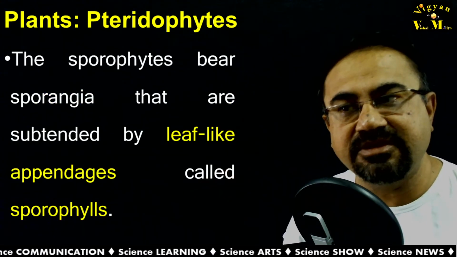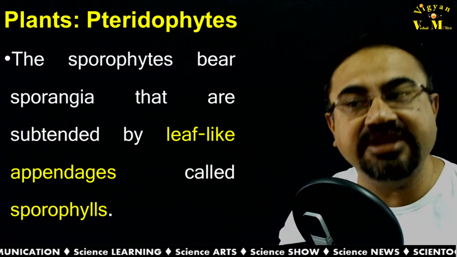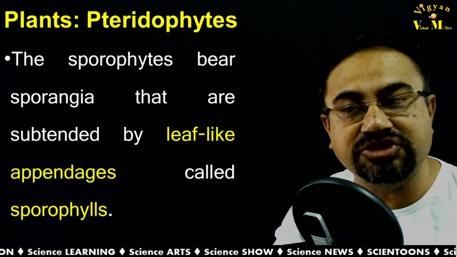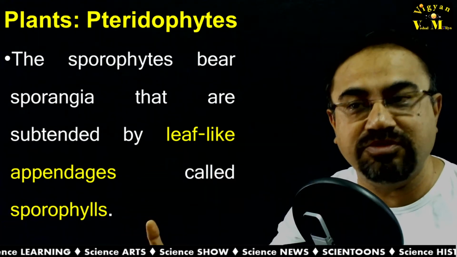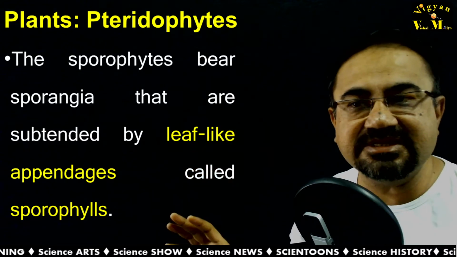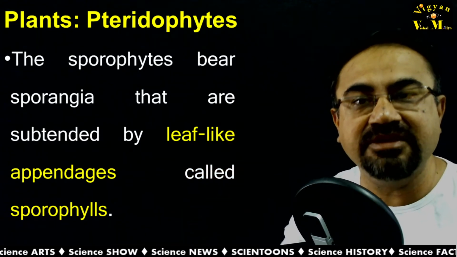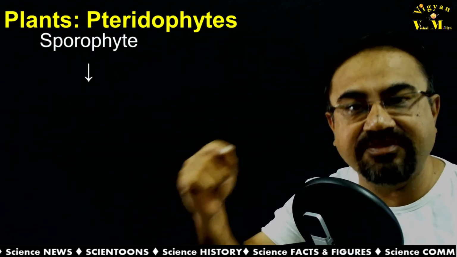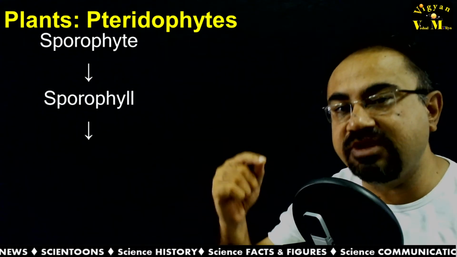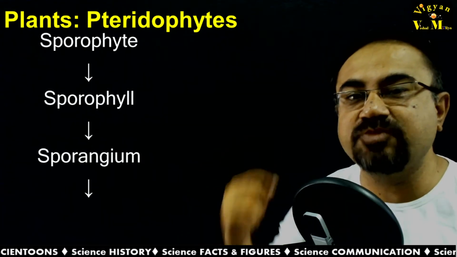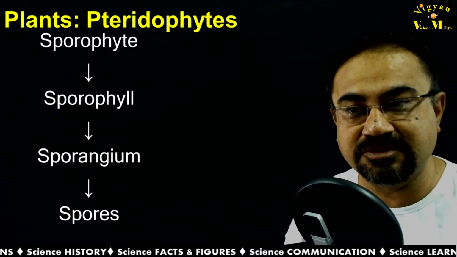These sporophytes have sporangia, and the sporangium is borne on a leaf-like structure known as a sporophyll, which produces spores. This entire sentence can be simplified in this way. The sporophyte has sporophylls, the sporophyll has a sporangium, and the sporangium produces spores.